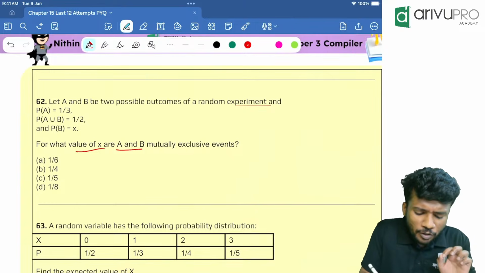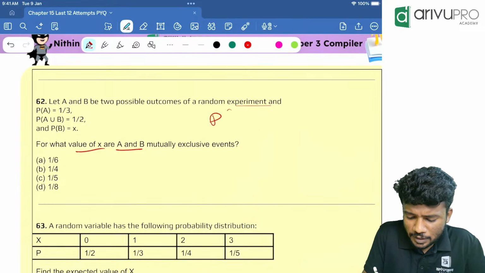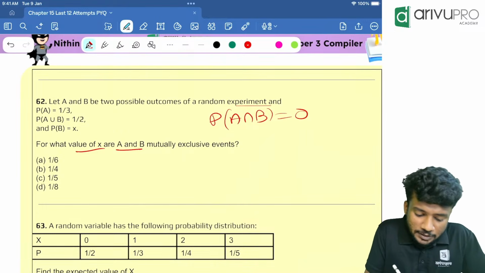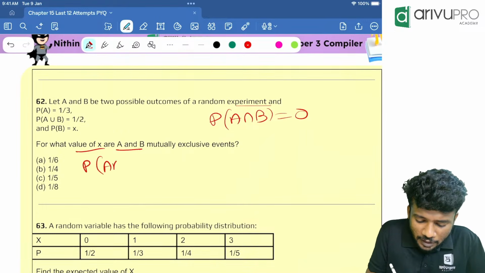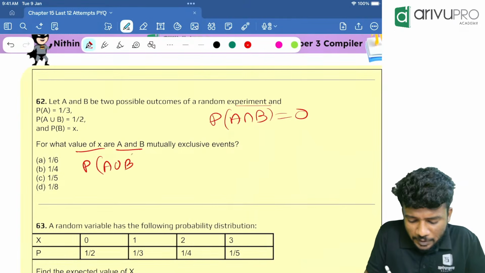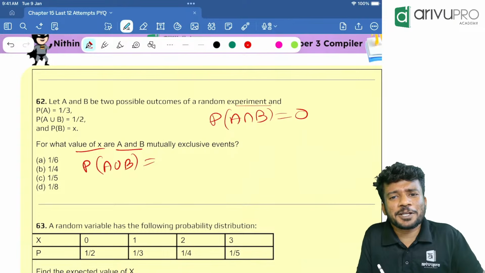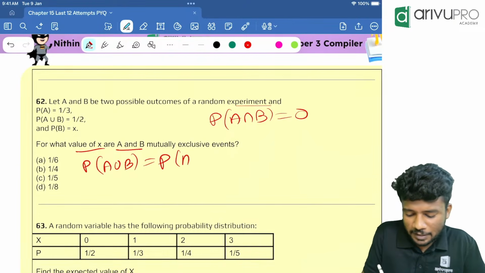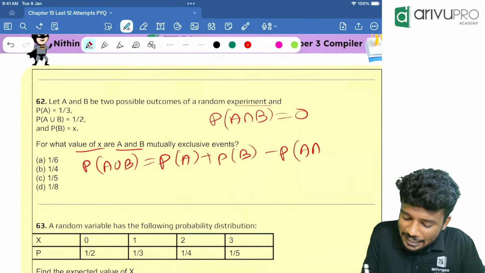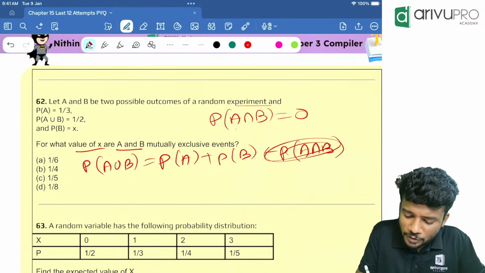So what do you know about mutually exclusive? Mutually exclusive means P of A intersection B is equal to 0. Then what all things are given? P of A union B is given. So we know the formula of P of A union B. What is the addition formula? P of A plus P of B minus P of A intersection B. Since it is 0, you can ignore it.